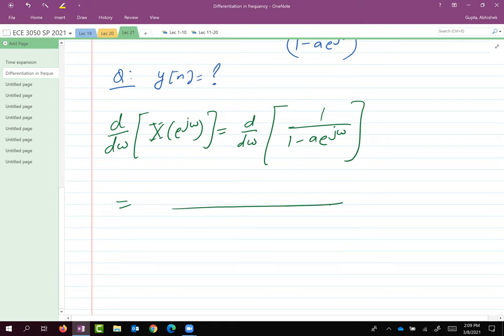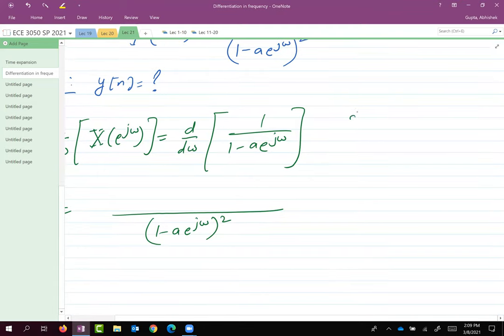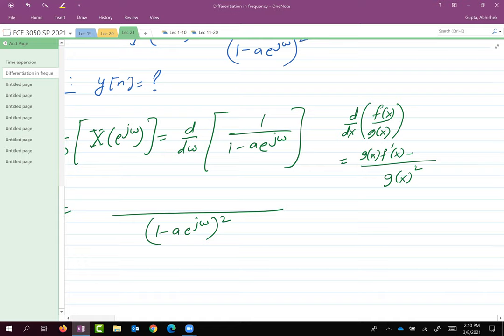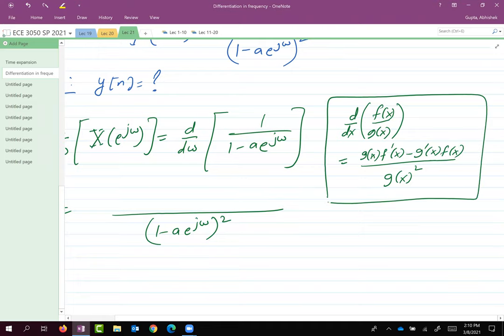Whenever I see the derivative of some f(x) over g(x), the first thing we do is square the denominator. Let me write down d/dx of f(x) over g(x) is equal to g(x) squared in the denominator, with numerator g(x) f'(x) minus g'(x) f(x). All of you probably remember this formula from your calculus class. So we need to do the same thing here.